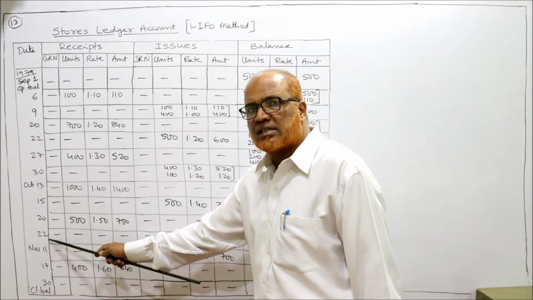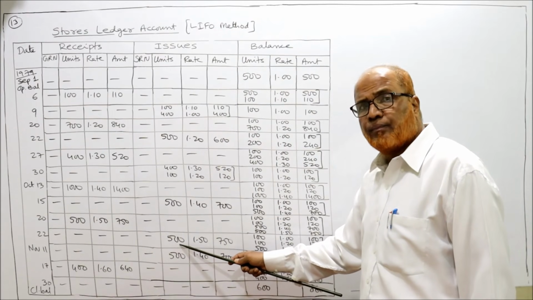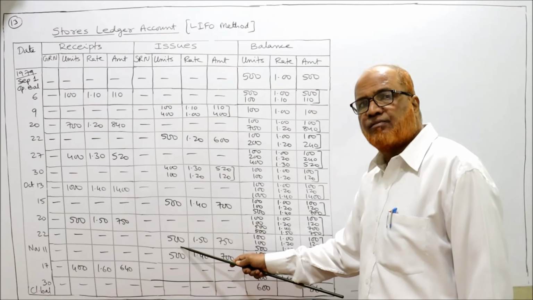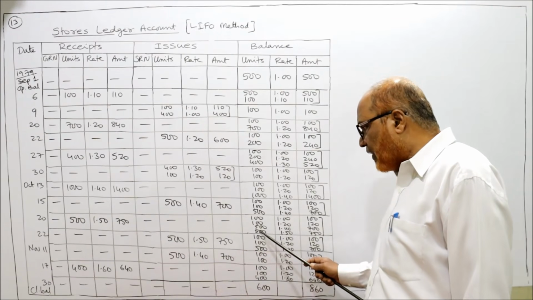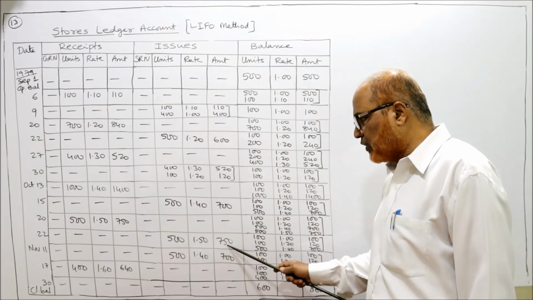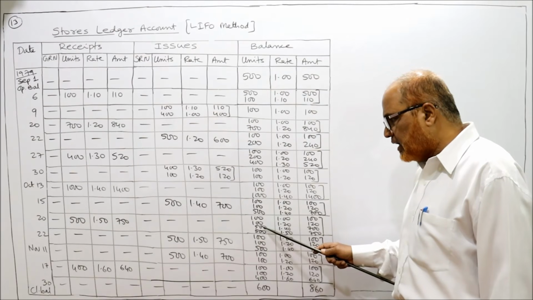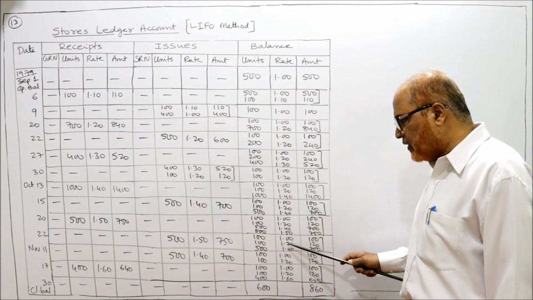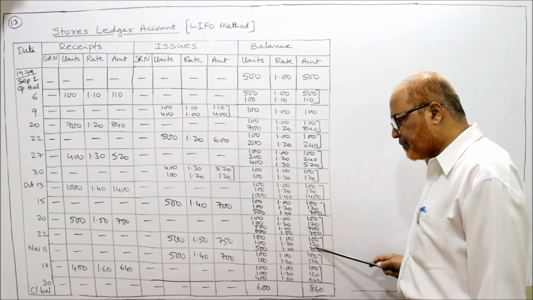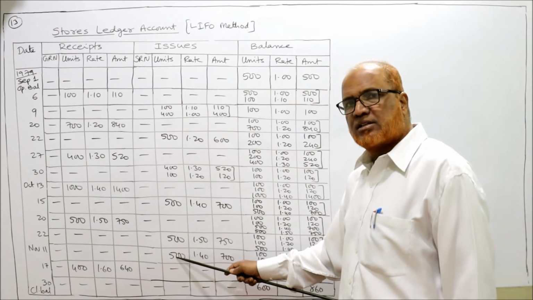Now on 22nd there is an issue of 500. So we are following the LIFO method, last in first out. The last 500 will be issued at 1.50, 750 rupees. Now remaining 3 lots, 100, 100, 500, at 1 rupee, 1 rupee 20 paisa, 1 rupee 40 paisa. Right?